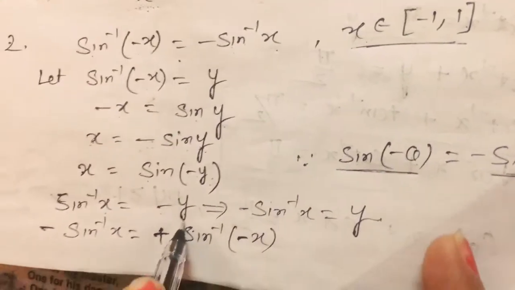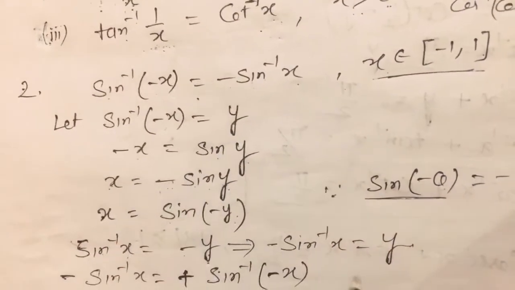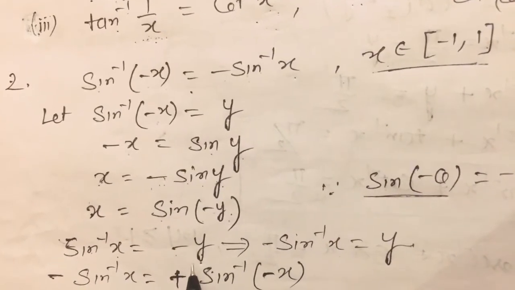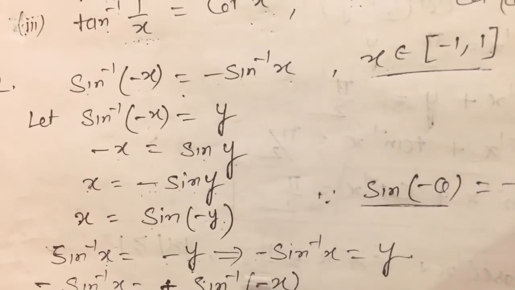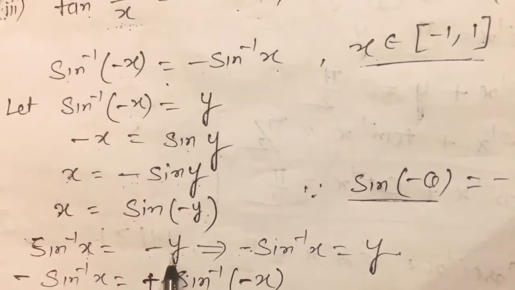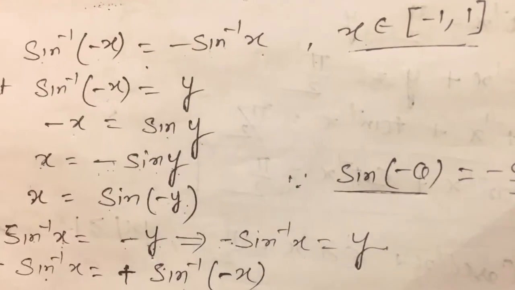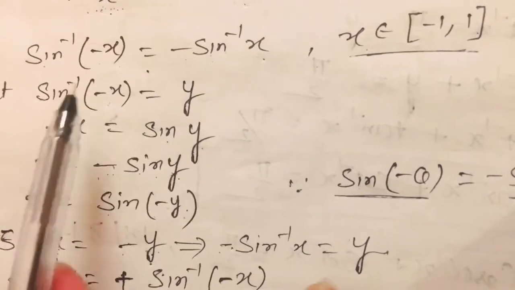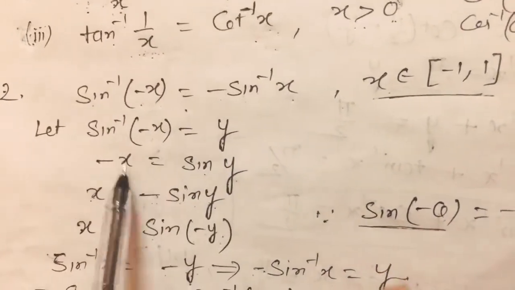And we know that y is equal to sine inverse minus x. We have taken sine inverse minus x. So that means firstly we will take minus on the left hand side, so it will be minus sine inverse x, and y is sine inverse minus x. So we have proved it.